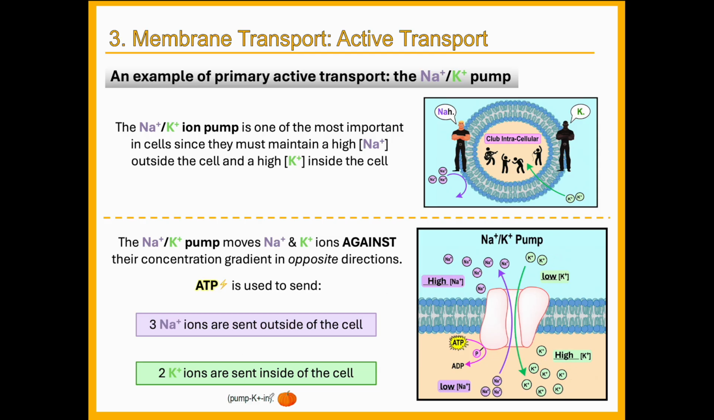So for the sodium-potassium pump, I want you to know this example because it's going to come up in the nervous system. A little maybe Halloween-y trick. The pump pumps K plus in, right? Like a pumpkin pumps K plus into the cell, right? And sodium out of the cell.